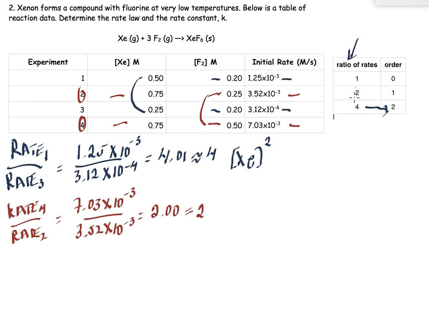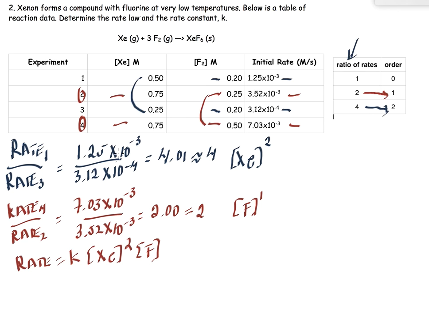Again, we refer to this table here. So if the ratio of rates is 2, it tells us that the reaction order is actually 1. So it's fluorine to the first power, or just fluorine. So we can write the reaction rate law now. The rate is equal to the reaction rate constant times xenon raised to the second power times fluorine to the first power, or just fluorine concentration. Okay, so that's our reaction rate law.